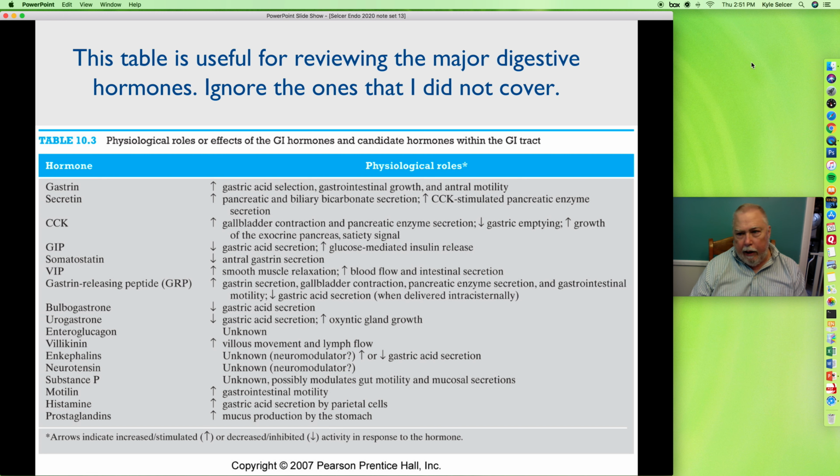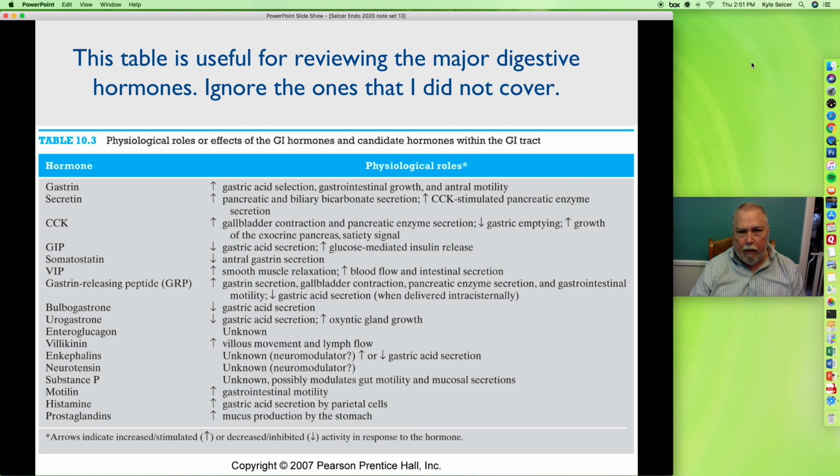This table right here is mainly for review. It's useful for reviewing the major digestive hormones that I've already talked about. If I didn't cover it, ignore it for exam purposes. But you can see there's a lot going on with the gut. When I first started teaching endocrinology, there was not anything on the gut. It just didn't exist. Everybody talked about insulin and glucagon, the pancreas, but all these gut peptides nobody talked about. Obviously, they're extremely important.